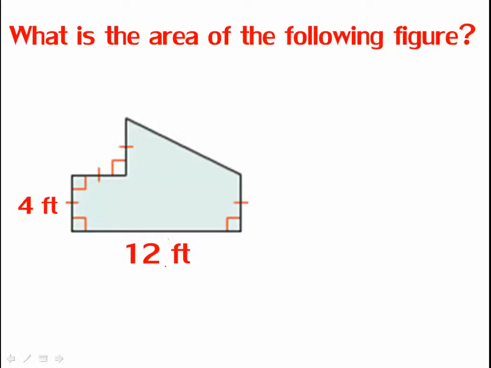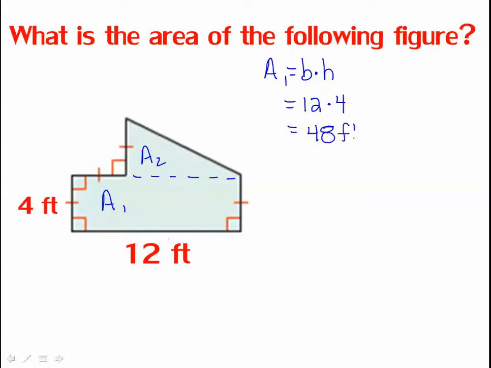In our last example, we notice again that we have an odd-shaped figure. I can cut this, however, horizontally, and then I would have a rectangle and a triangle. I'm going to call my rectangle area 1 and my triangle area 2. To find the area of a rectangle, we take base times height. In this figure, the base is 12 feet and the height is 4 feet. So the area of the rectangle is 48 square feet.